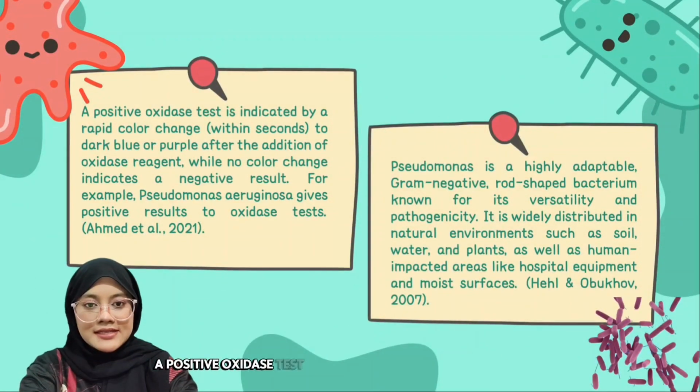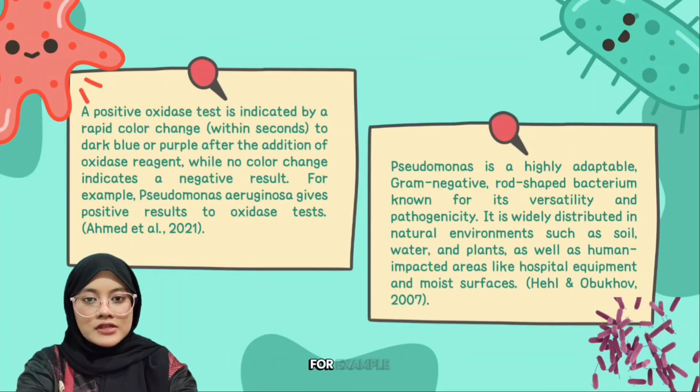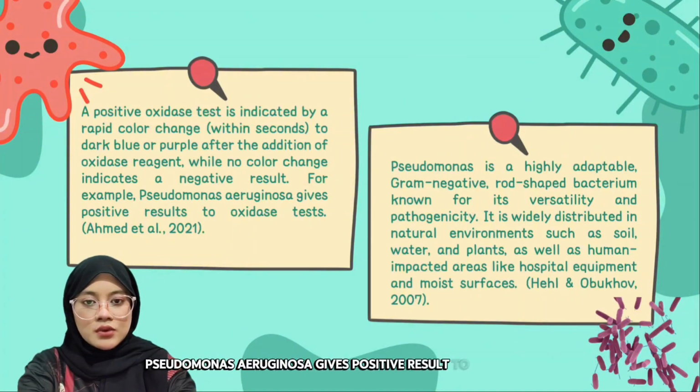A positive oxidase test is indicated by a rapid color change within a second to dark blue or purple after the addition of oxidase reagent, while no color change indicates a negative result. For example, Pseudomonas aeruginosa gives a positive result to the oxidase test.